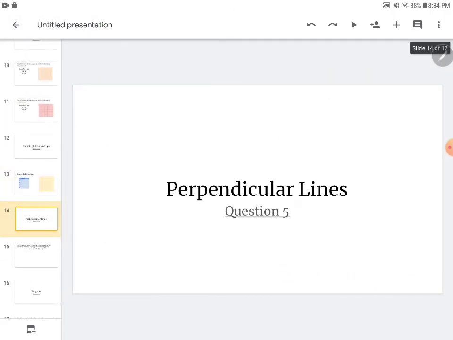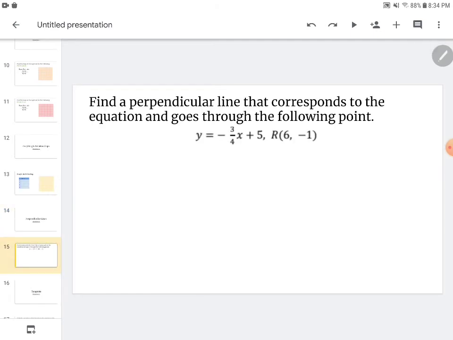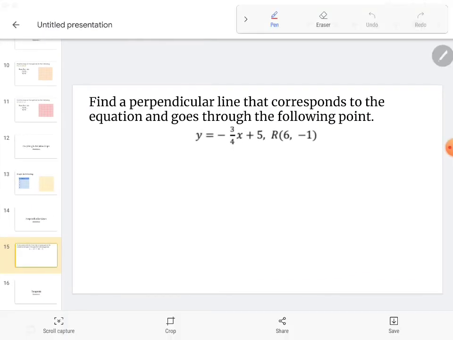So next up, we're going to talk about perpendicular lines. So what we're going to do, we're given an equation right here. y equals -3/4 x plus 5. We want to find the reciprocal of this, but we want that reciprocal to go through the point 6, -1.